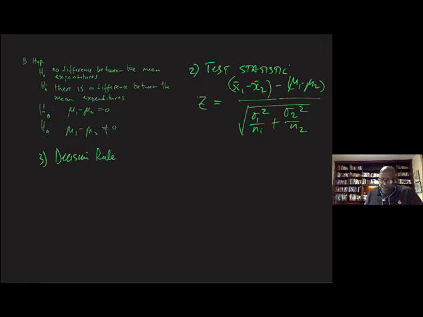Step 3, our decision rule. If we look at the decision rule, it's a two-tailed test because we have not equal to, so therefore we could be looking for evidence in the upper tail or the lower tail. So it's a two-tailed test.